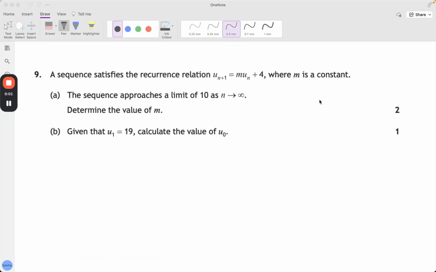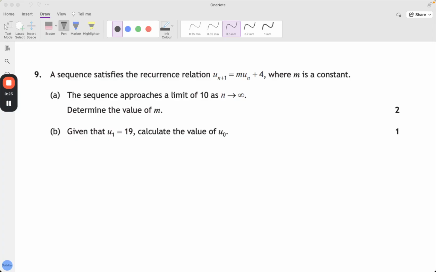Okay, so on to question 9. We have a sequence that satisfies the recurrence relation u(n+1) equals m u(n) plus 4, where m is a constant. Based on that, we want to determine the value of m after being told that the sequence approaches the limit of 10 as n tends to infinity. Then we want to evaluate u0 based on the information of u1 for part B.